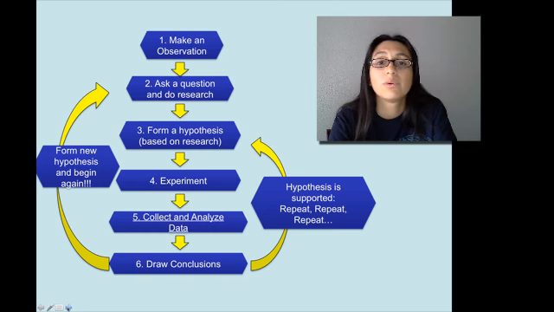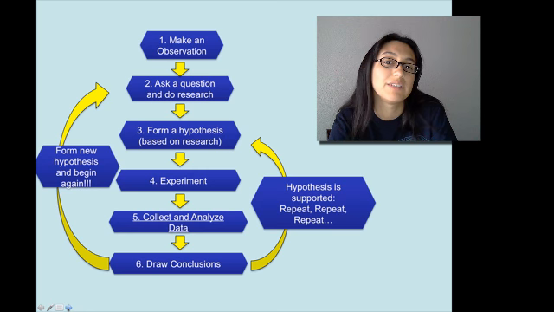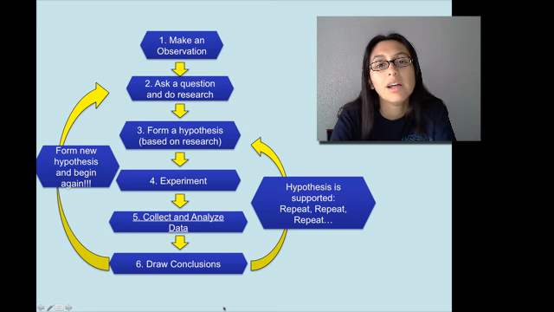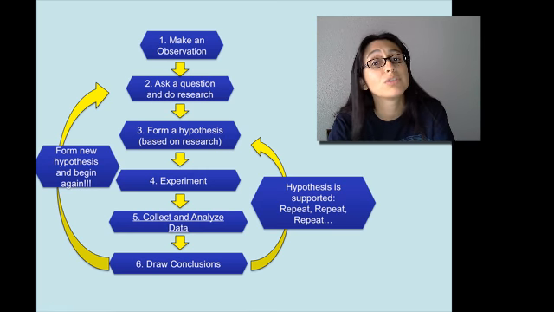All right, so there are the steps of the scientific method, all 6 main steps of the scientific method, and of course the cycle that we see going on with the scientific method. So don't forget, scientific method, it's good for science experiments and it's also good for life.